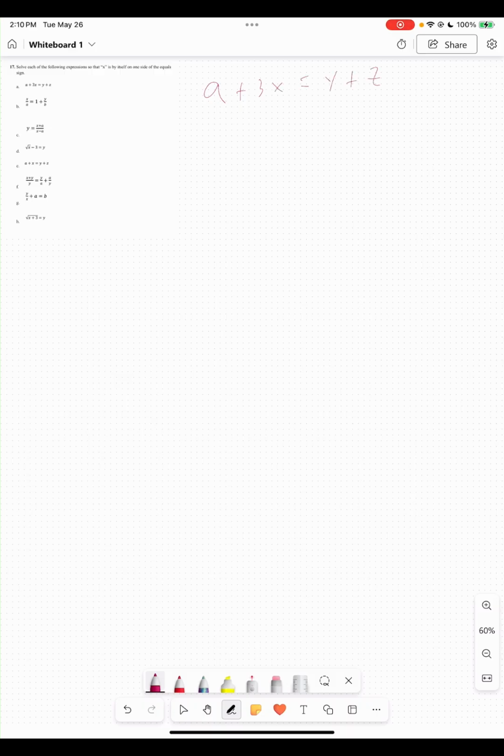I want to get each of these so that x is by itself, right? So first things first, I have this 3x here that I want to get by itself. I'm going to try to get rid of this a first. So we're going to subtract this a from both sides. That will get rid of this a here. We get 3x equals y plus z minus a. To get x by itself next, this is being multiplied. The opposite of that is division, so I can divide both sides of this by 3. I get x equals y plus z minus a over 3.